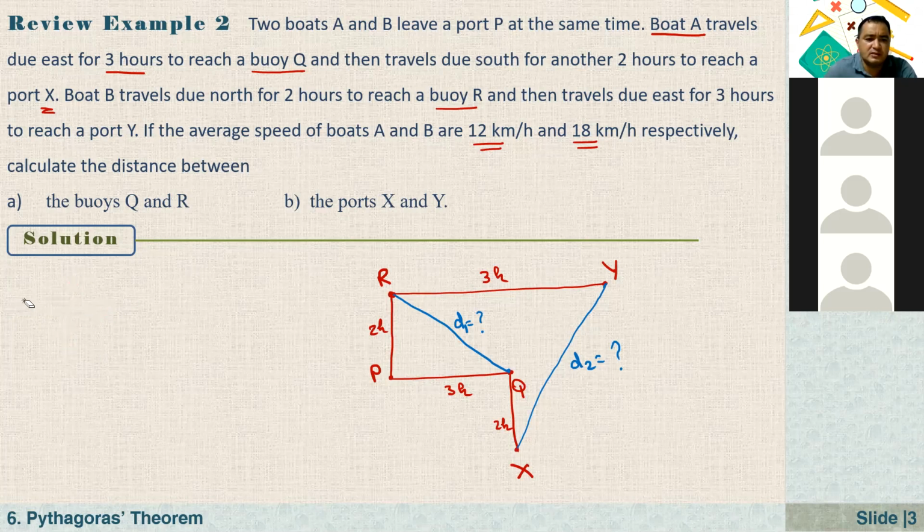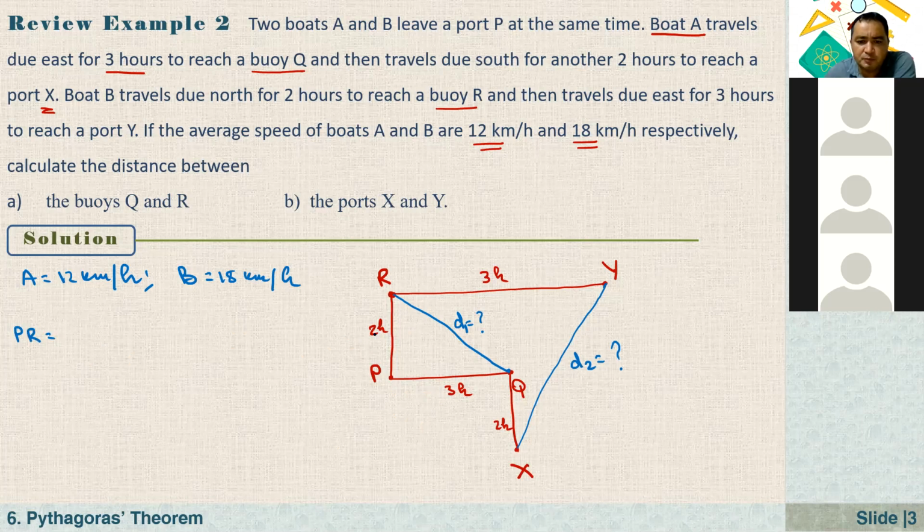Now I don't need this north-south compass. So it says that boat A is 12 kilometers per hour, boat B is 18 kilometers per hour. Let's say the speeds are A equal to 12 kilometers per hour and B equal to 18 kilometers per hour, right? To find the distance, first I need to know the distance between P and R and also P and Q. What is PR? Number one, PR, the distance between P and R.